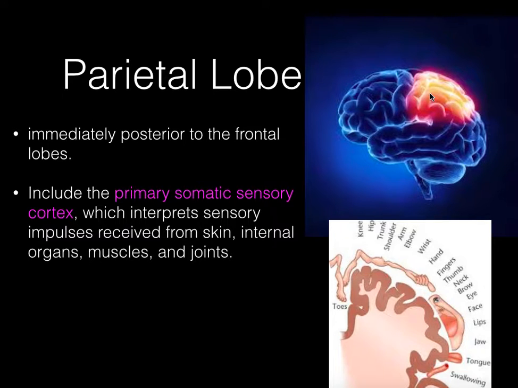This includes the primary somatic sensory cortex, and these interpret our senses. We'll do some labs this week about our senses, but these are going to be any impulses received from skin, internal organs, muscles, and joints. So you can see again, we have a large area for our face and a pretty large area for our tongue, even though it's a small part. And this is because we have some fine motor functions that need to happen here.